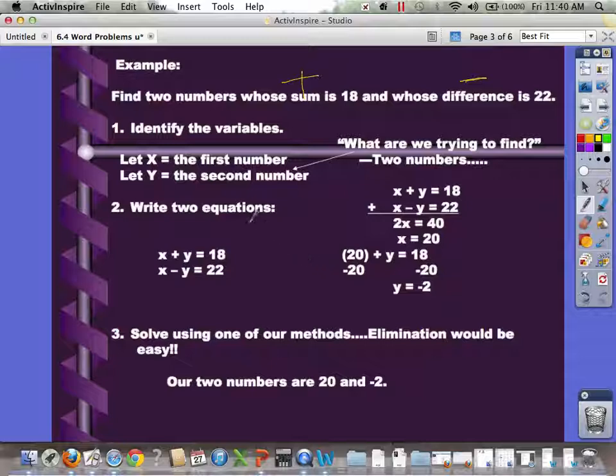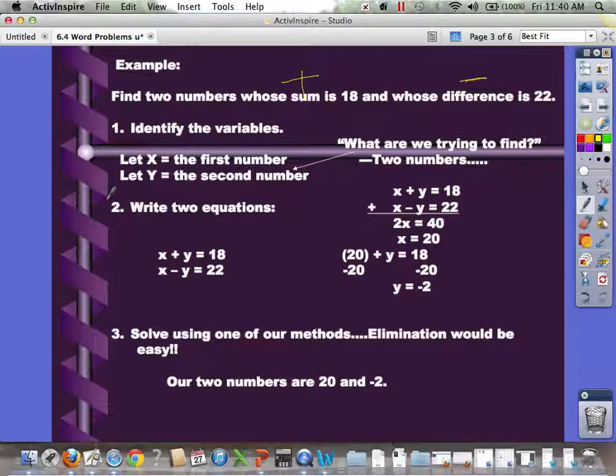All right, so you're going to identify the variables. Okay, so you're going to be using X and Y. And it just depends on what you want to do. If you want to set up Y to be the first number, just write that down because at the end you'll forget which one you set it up. So let X be the first number because we're looking for two of them. And let Y be the second number.